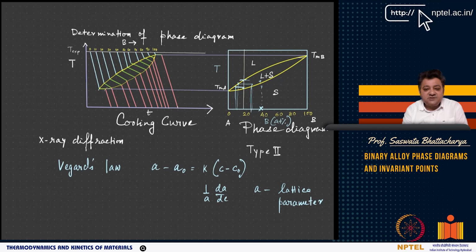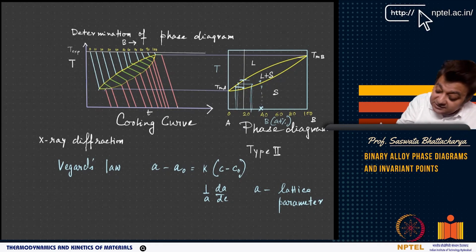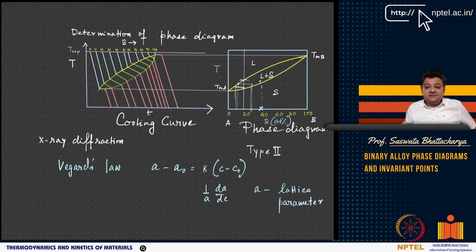You take samples of different compositions of A and B, then put them in the furnace, and take them to a temperature where all of these will melt to liquid, right? That means you go above the melting point of B. So this is your starting temperature. Your starting temperature should be slightly above the melting point of B, where everything is homogeneously liquid. All compositions are homogeneously liquid.